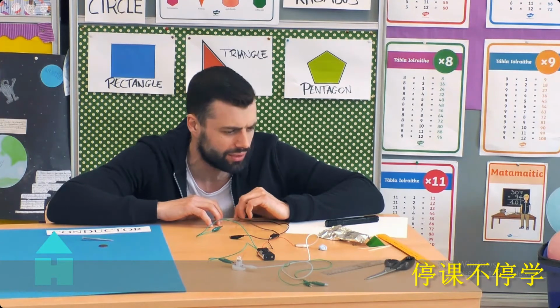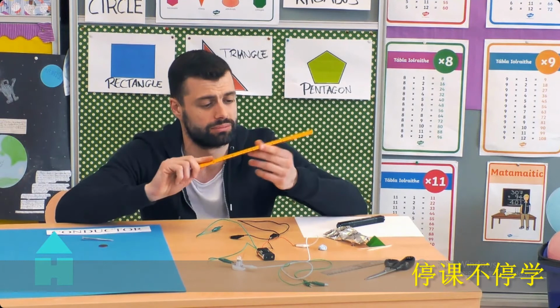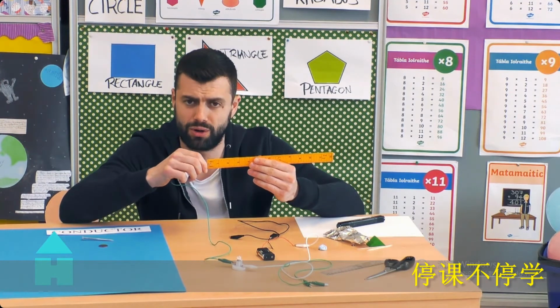What next? What next? What next? Let's try our wooden ruler. I really like this ruler. Drum roll, please.